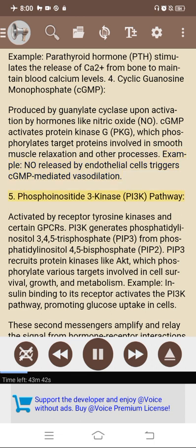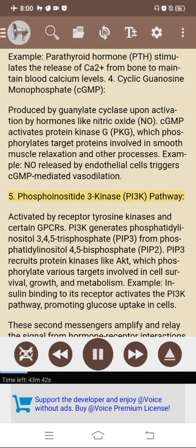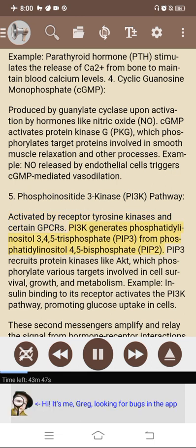5. Phosphoinositide 3-kinase (PI3K) pathway. Activated by receptor tyrosine kinases and certain GPCRs. PI3K generates phosphatidylinositol 3,4,5-trisphosphate (PIP3) from phosphatidylinositol 4,5-bisphosphate (PIP2). PIP3 recruits protein kinases like AKT, which phosphorylate various targets involved in cell survival, growth, and metabolism. Example: insulin binding to its receptor activates the PI3K pathway, promoting glucose uptake in cells.